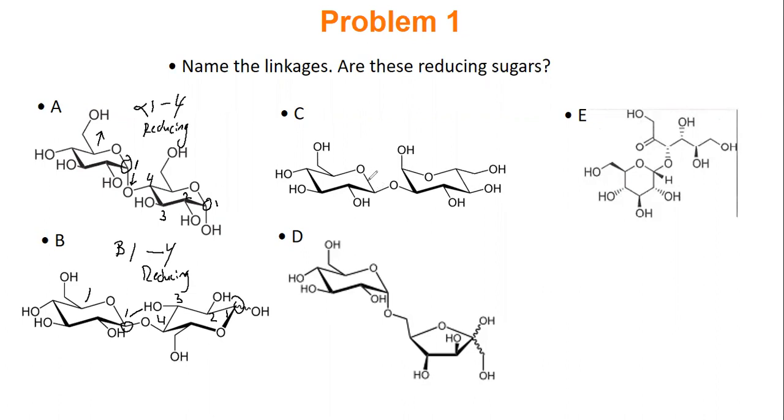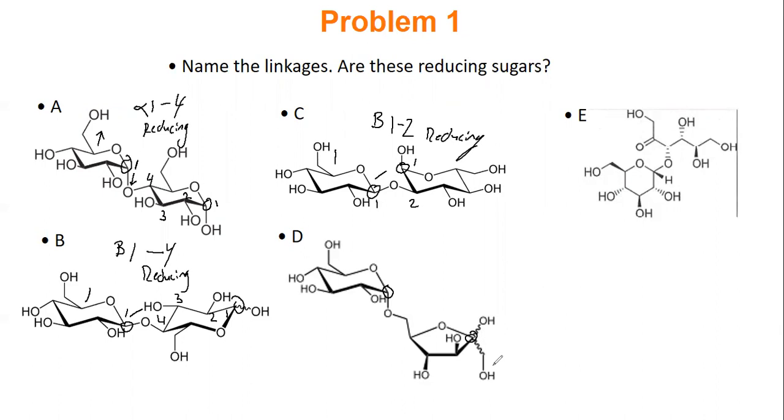So let's take a look here. Anomeric carbon here, oxygen, oxygen, anomeric carbon, 1, 2. This is 1, up, up. So that's going in the same direction. So beta 1,2, reducing because you have a free anomeric carbon. D, anomeric carbon right here, anomeric carbon right here.